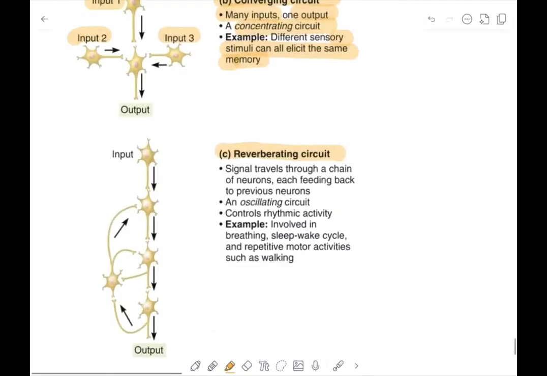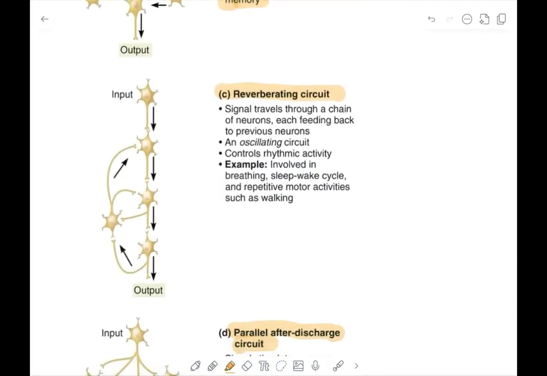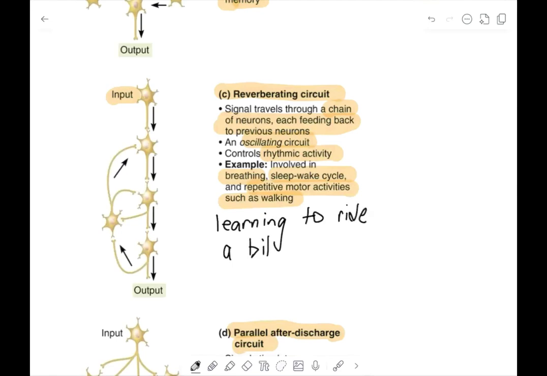or it might be great. A reverberating circuit is where we have a signal traveling through a chain of neurons, each feeding back on the previous neuron. And it's an oscillating circuit like a rhythmic activity. So it could be involved in the brainstem for breathing, the sleep-wake cycle, or repetitive motor activity such as walking or learning to ride a bike. So if somebody has had a stroke to the neurons in the brain that were used to learn to ride a bike, they have to relearn that activity.